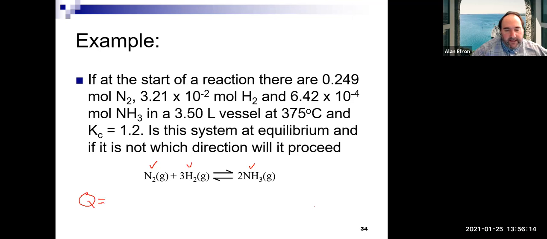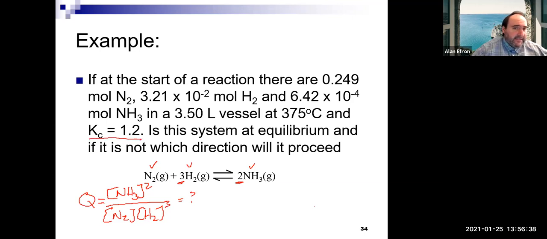Q would equal, exactly the same way we would do our K, our products, which we want to square because of the coefficient, divided by our N2 and our H2, where the H2 needs to be cubed because of the coefficient. And ultimately, we're going to look at that and compare it to the K value that was given to us to determine whether or not the system is at equilibrium.